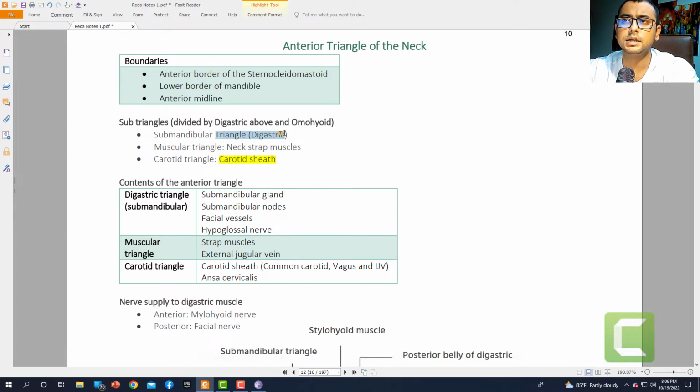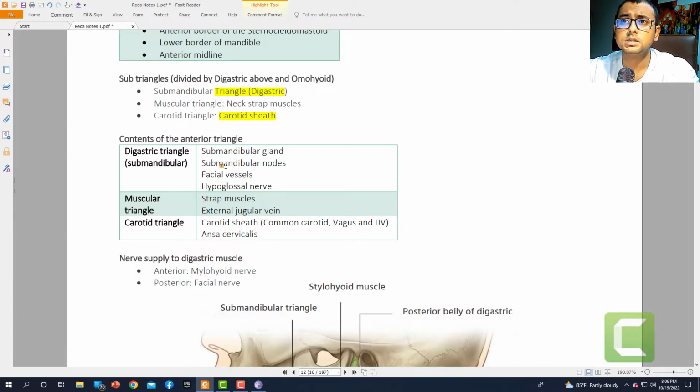Submandibular, the digastric triangle, contains the submandibular glands, nodes, the facial vessels, and the hypoglossal nerve as well. So these are the structures present here. The hypoglossal nerve is the motor supply to the tongue; movement of the tongue is done by the hypoglossal nerve, which supplies the tongue muscles, most probably the intrinsic muscles.